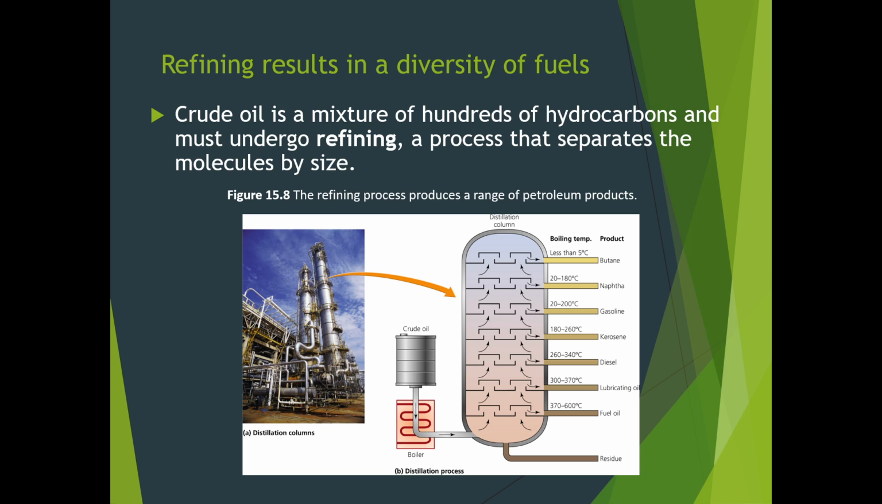Refining results in a diversity of fuels. So crude oil, just like natural gas, we can refine it and make different things, just like we get the butane and the propane and the natural gas and the methane and all that other rigmarole. There's a lot of different things in there, because crude oil is a mixture of hundreds and hundreds of hydrocarbons. It must go through the refining process, which is basically heating it up in a boiler. As it rises in temperature, it becomes more refined into fuel oil, which we use for heating our homes. Lubricating oil would be for your car's engine. Diesel would be for your diesel. And kerosene and gasoline is what we basically use here in the United States to drive our cars.